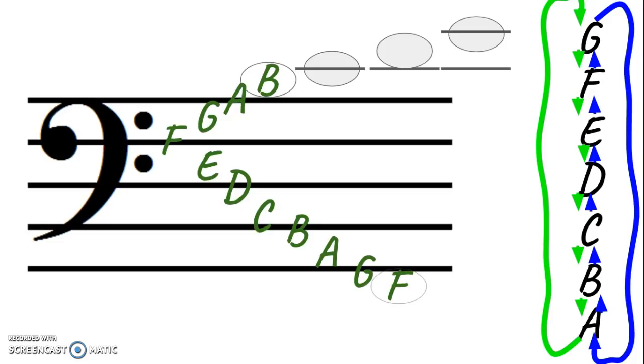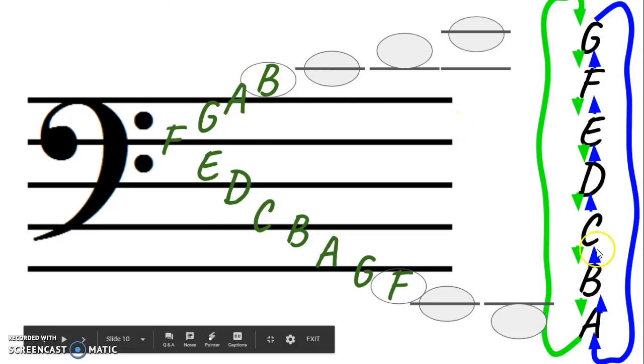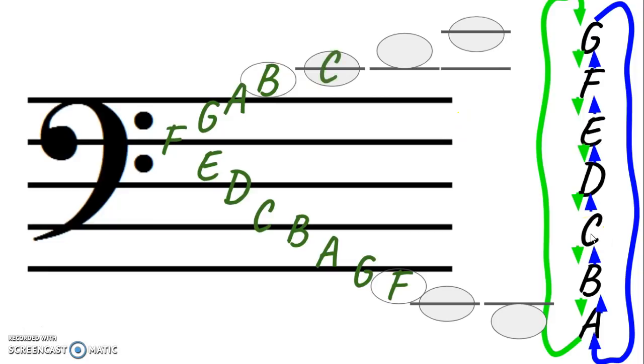Same thing on the way down. F is on a space because there's no line straight through that note. Space, line, space, and then we would have another line. So walking up, it works the same way. We're moving space to line. So B goes from B to C, and then C to D, D to E.